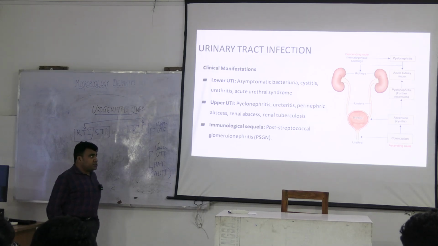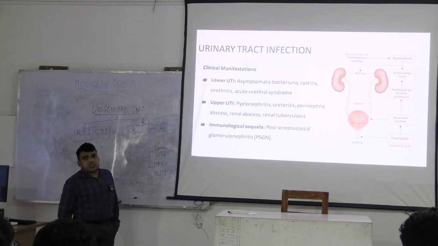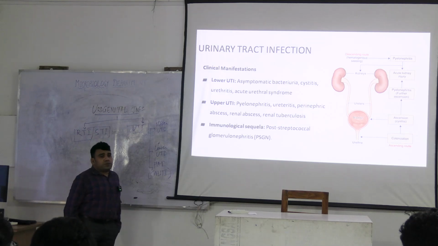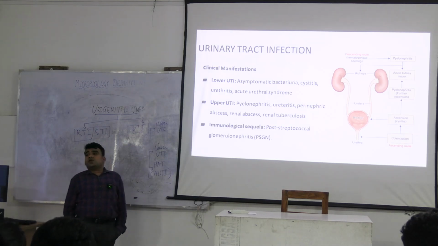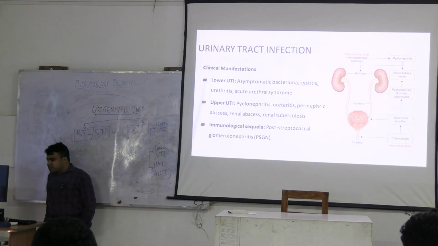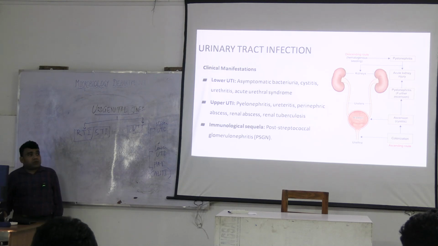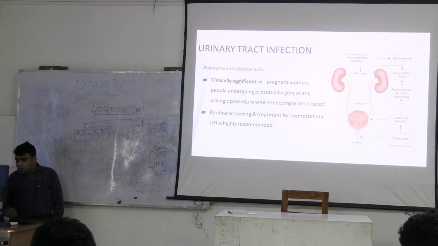Okay. Now, if we look at other infective manifestations other than the upper and lower urinary tract infection, one more manifestation that can be seen is the immunological sequela. It is called post-streptococcal glomerulonephritis, that is, immunological deposition of the antigen or the antibodies or antigen-antibody complex on the glomerular membrane can lead to immunological complexes.